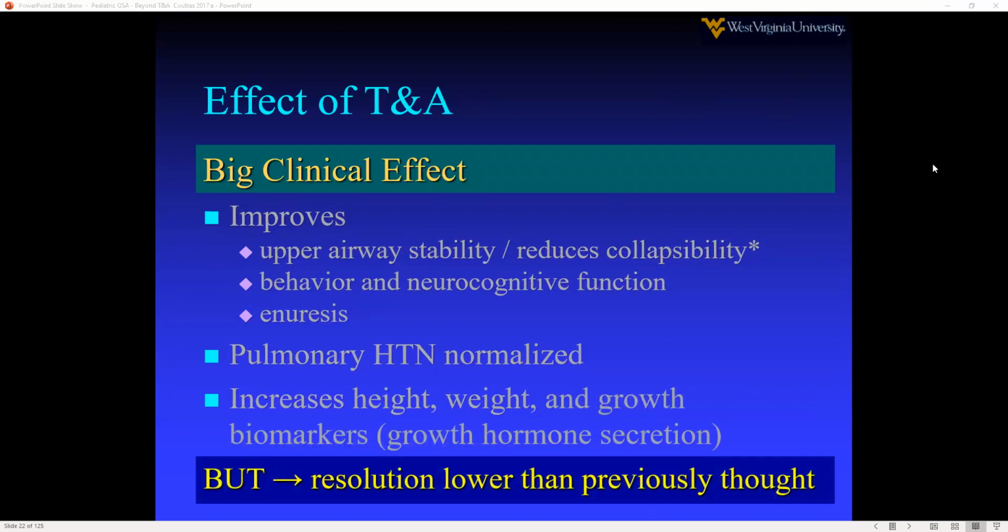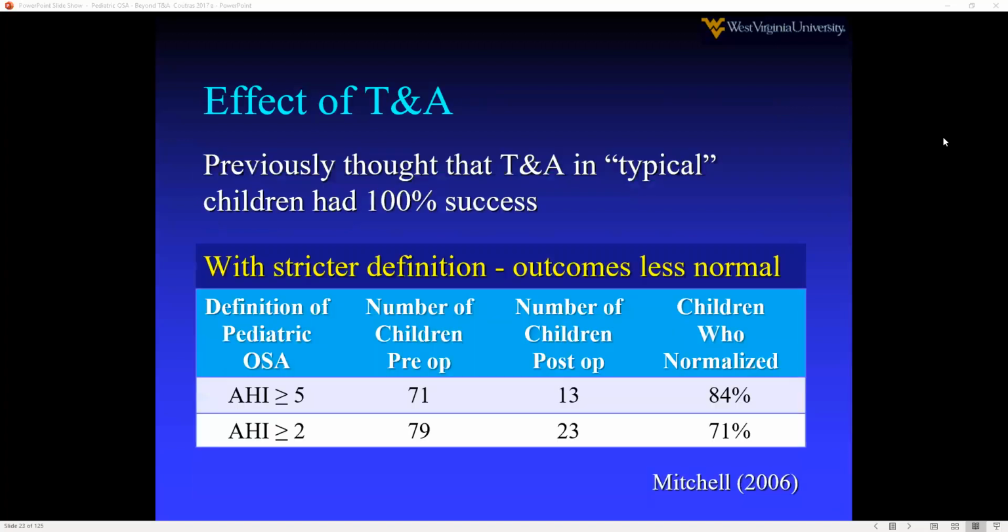There's a greater percent of residual obstructive sleep apnea than we used to think. We used to think T&A would cure it, but maybe in 85%, it seems to in otherwise healthy kids. You throw in a couple of comorbidities and that goes down. So Mitchell out of Dallas, I like this little slide. He looked at the definition of obstructive sleep apnea. We talked about that a little earlier, whether it's greater than 5 obstructions an hour like an adult, or is it greater than 2? Some papers will say 1.5, some will say greater than 1.